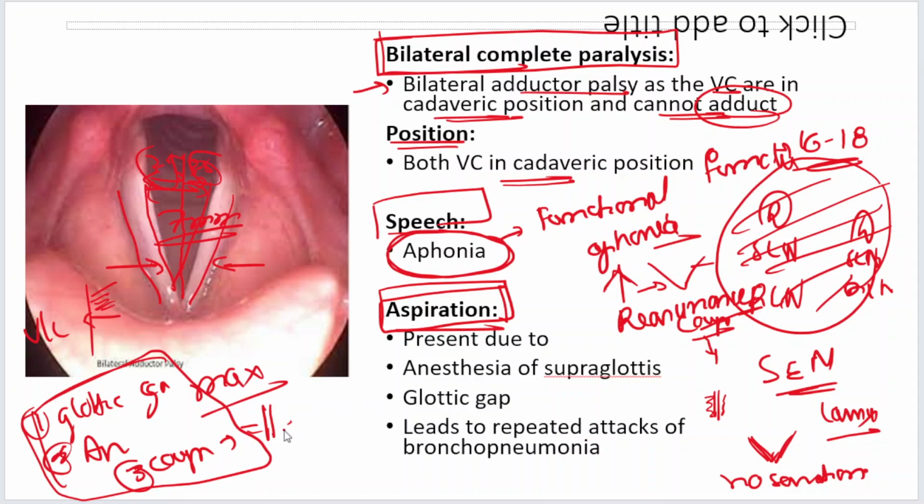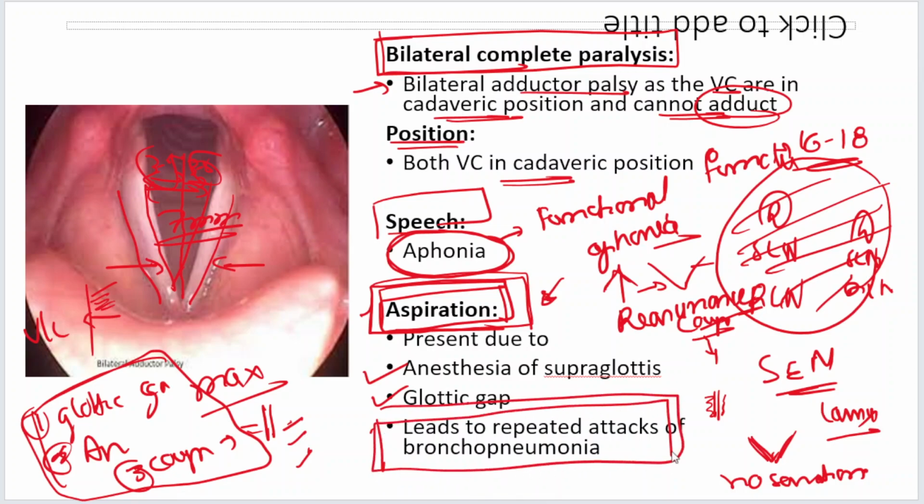Here, complete anesthesia is there. There's a huge glottic gap, and the vocal cords cannot come together to produce a cough. All this will lead to aspiration being a huge problem with these patients. Aspiration is the problem with which the patient is going to come to you. As I said, anesthesia of the supraglottis and glottic gap lead to repeated attacks of bronchopneumonia.